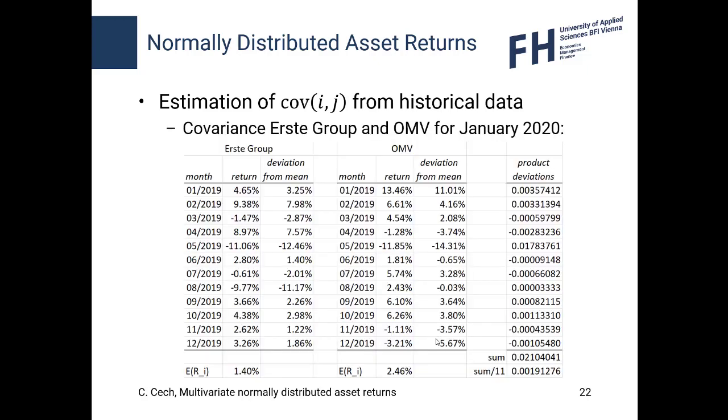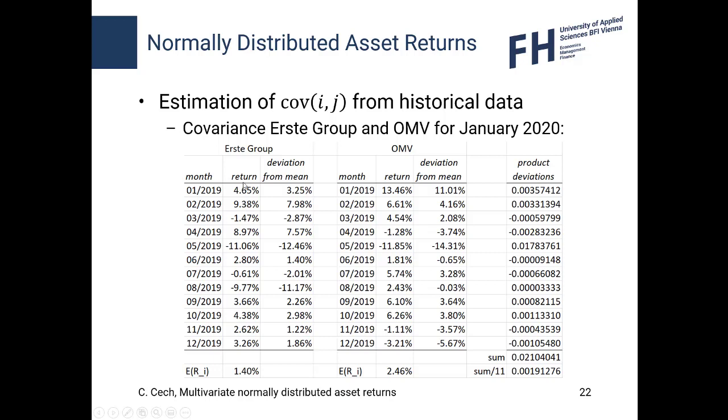Let's look at an example again. What we want to do here is calculate the covariance between Erste Group and OMV for January 2020 based on the monthly return of the year 2019. Let me repeat that: normally we use at least 3 years of monthly data, but for the purposes of presentation I restrict myself to only 1 year.